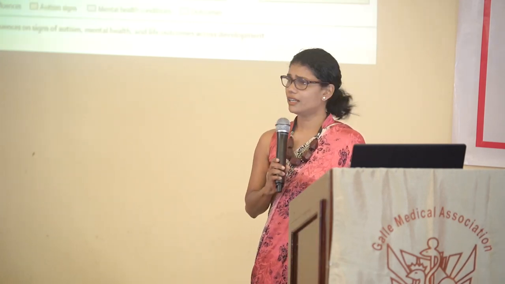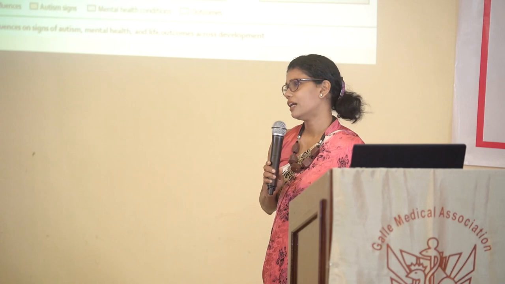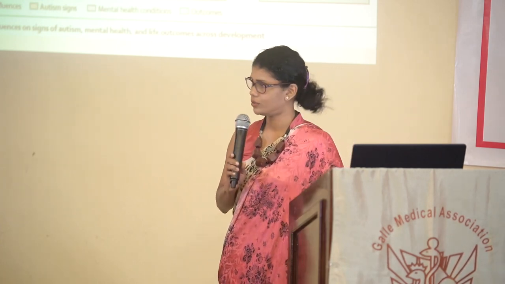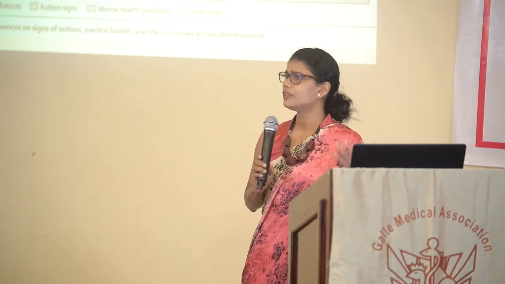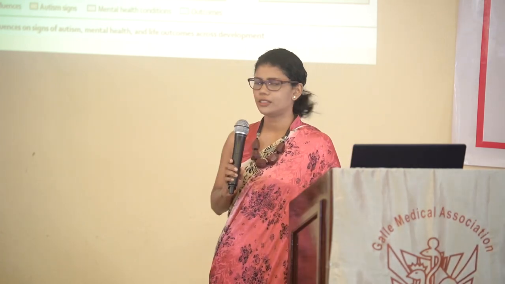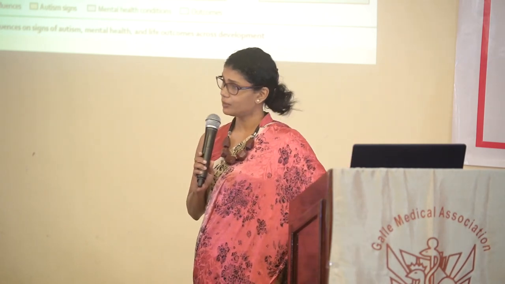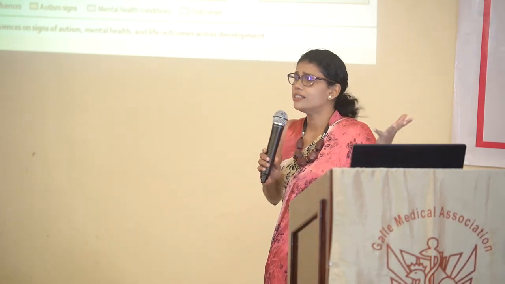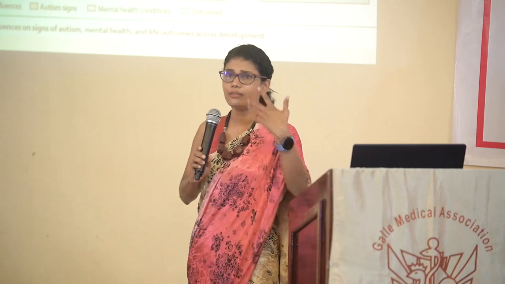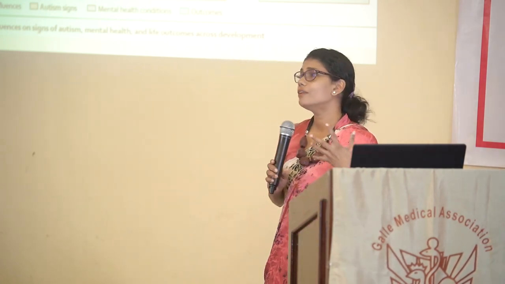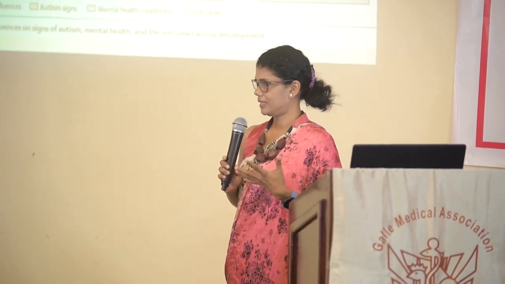So across the lifespan, what will happen if you have autism? You have deficits in your social communication. You have a lot of repetitive behaviors and that has affected your function. In infancy, they will have very atypical social development. They will not understand how to make relationships. They will not understand how to communicate with other people. And they will have a lot of atypical sensory experiences.